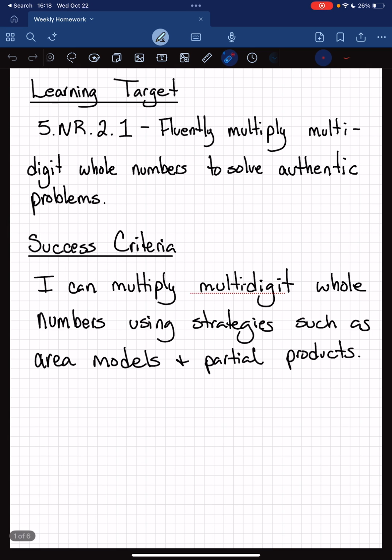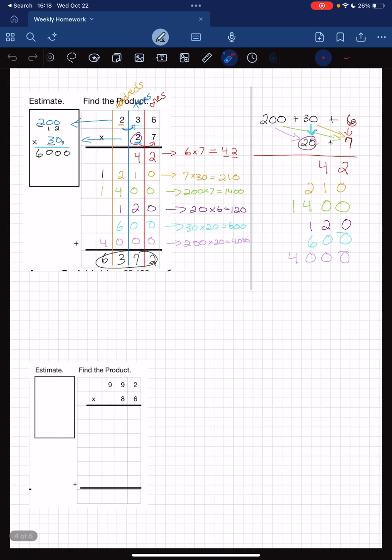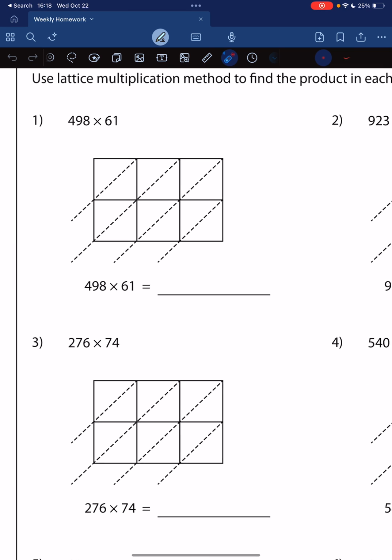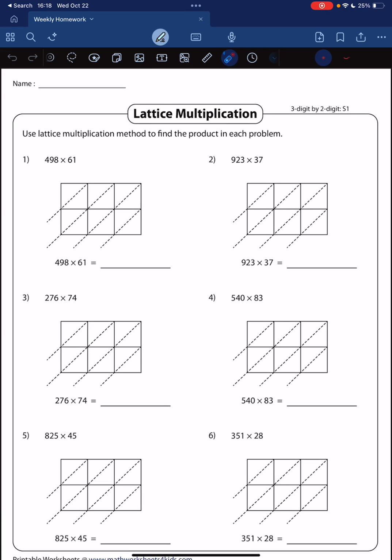But today, we learned about the lattice method. And I knew this would be a new concept for them, but it is really easy once you understand what is happening. A lot of kids today told me that they prefer this method. So let me introduce you guys to this lattice multiplication method. So your kids have this sheet right here. So I'm going to do number 1, of course. And the directions, of course, just say use lattice multiplication method to find the product in each problem.